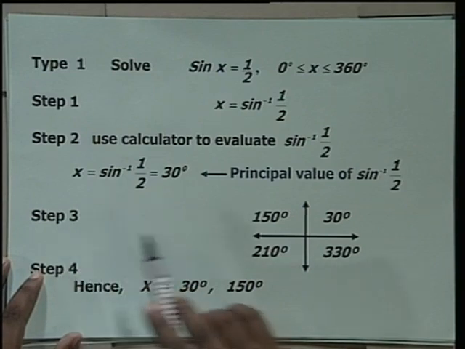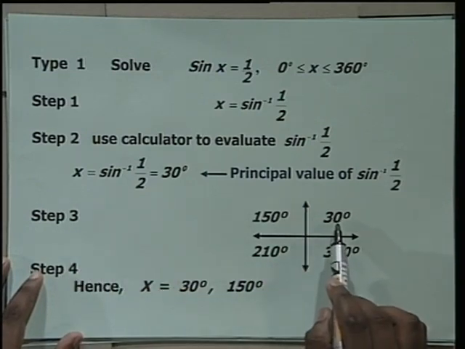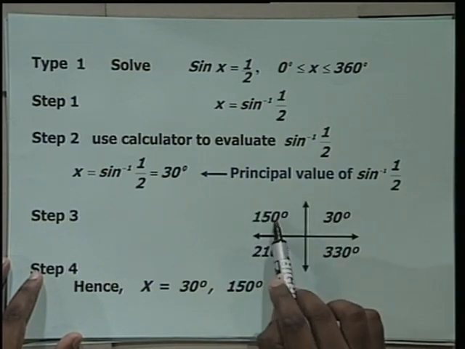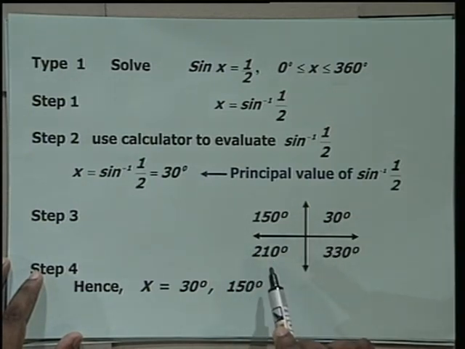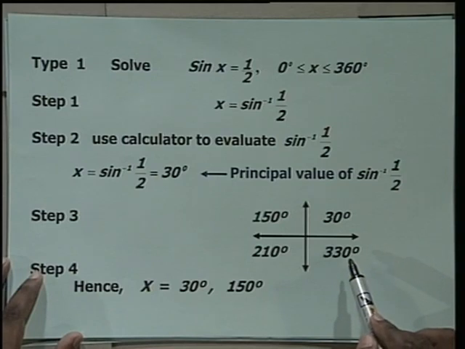The next step is to write down all the angles that will be related to 30 degrees. In second quadrant, it will be 180 minus 30, which is 150. In the third quadrant, it is 180 plus 30, which is 210. In the fourth quadrant, 360 minus 30, which is 330.